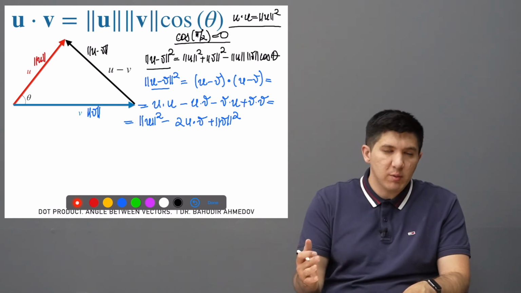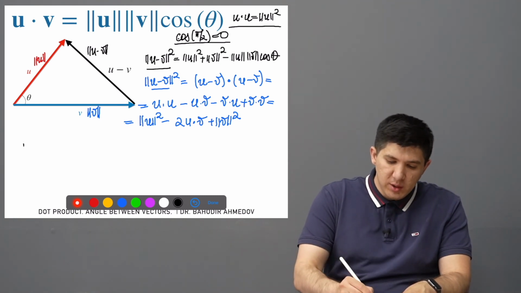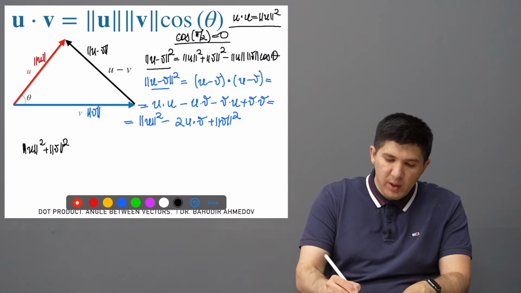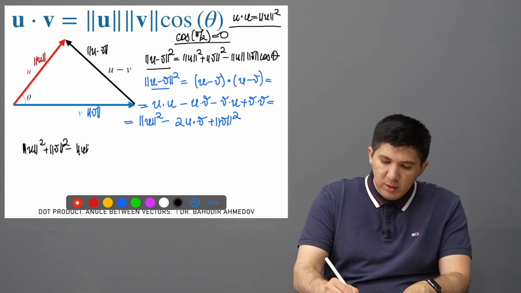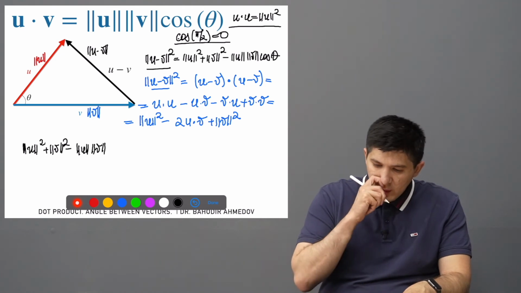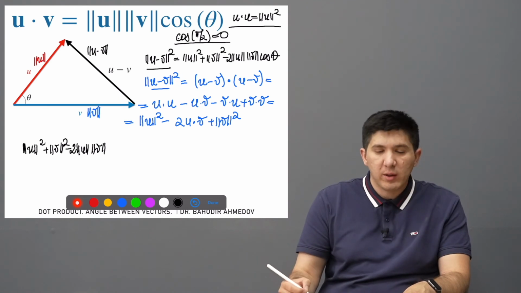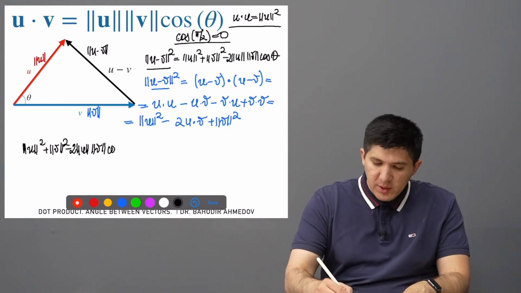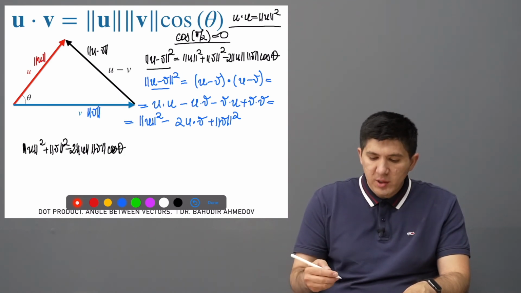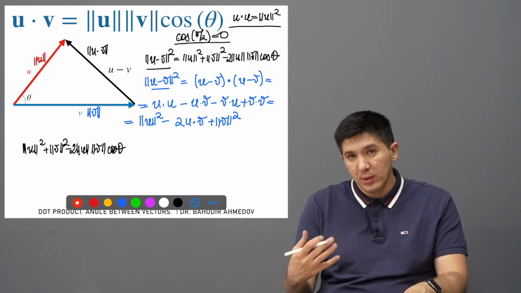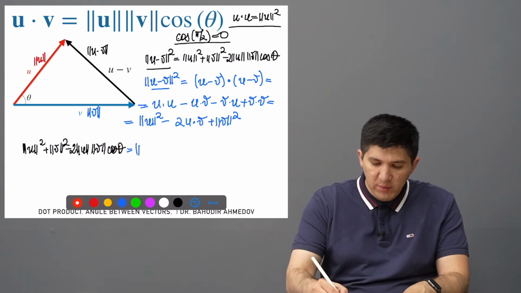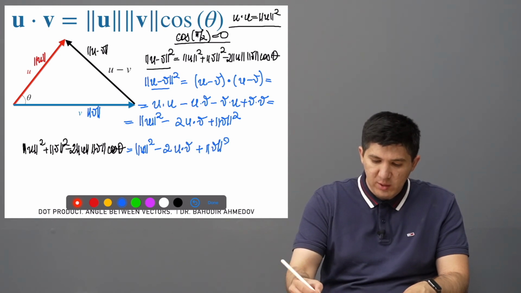So I'm just going to copy the right-hand side of the black equation, which is the norm of u squared plus the norm of v squared minus the norm of u, the norm of v. I think there should be a 2 here as well, sorry, a 2 is involved somehow there. So times the cosine of theta. And now I'm going to copy the right-hand side of the blue equation, which is equal to the norm of u squared minus 2 u dot v plus the norm of v squared.